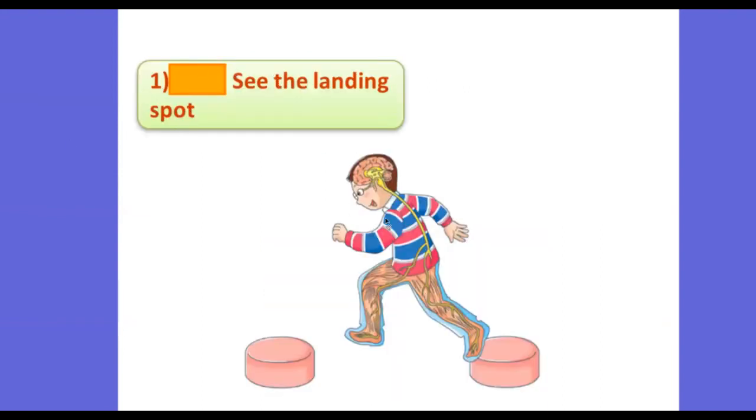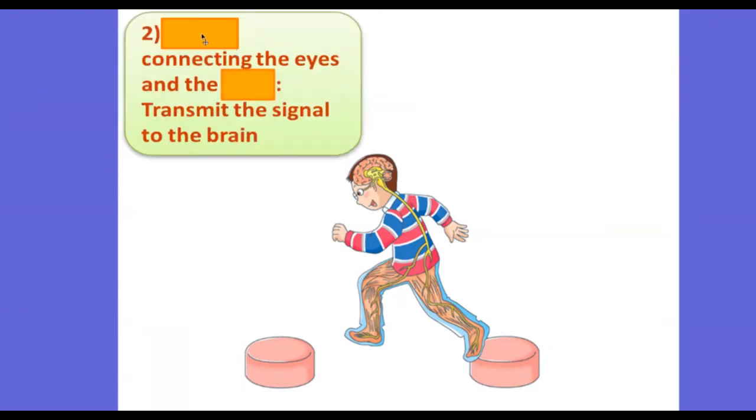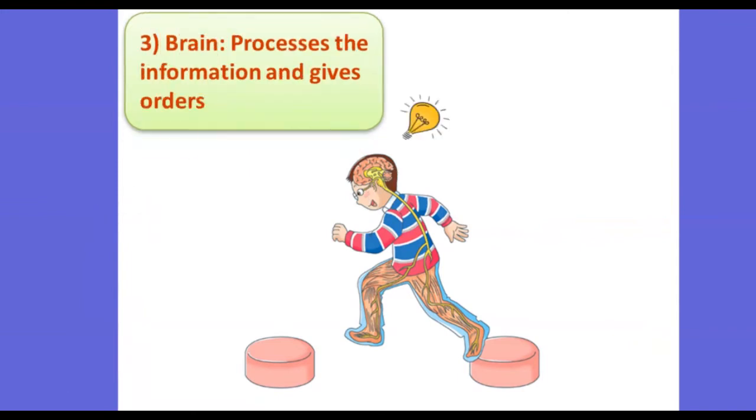Step 1, first of all, our eyes need to see the landing spot. He has to take a look at where he needs to jump. Second step, the nerves connecting the eyes and the brain will help, because together they transmit the signal to the brain. The eyes see something and then transmit the information to the brain to process it. Once the brain receives the information, it will start the processing, and after that, it will start to give orders.